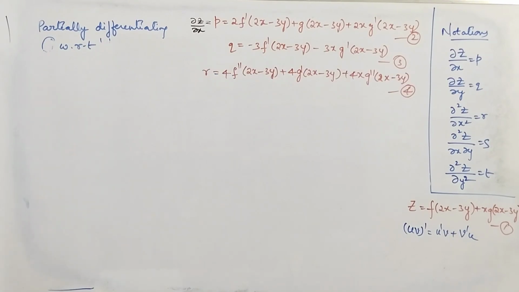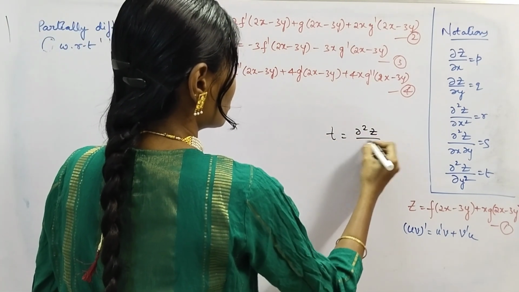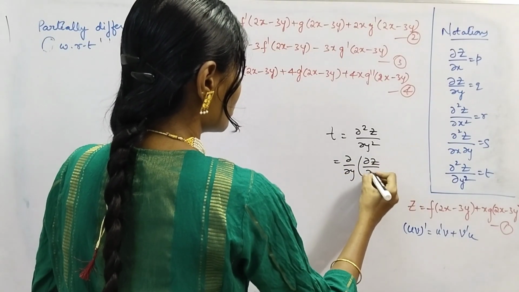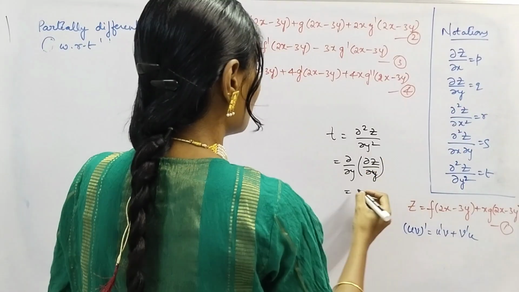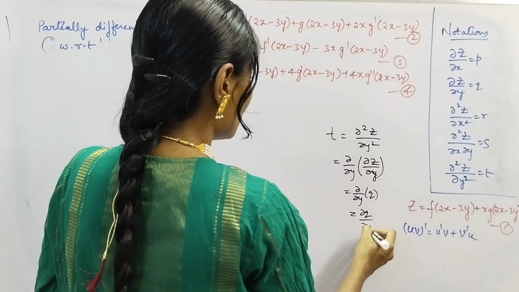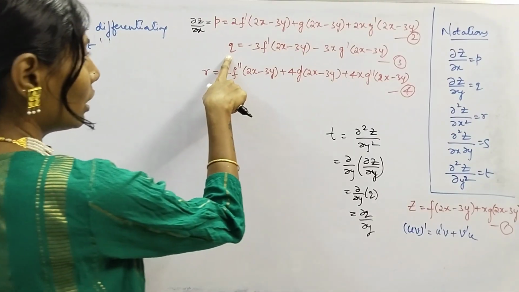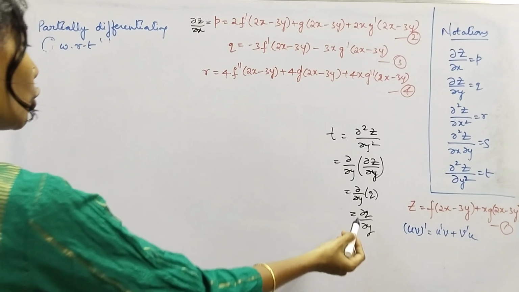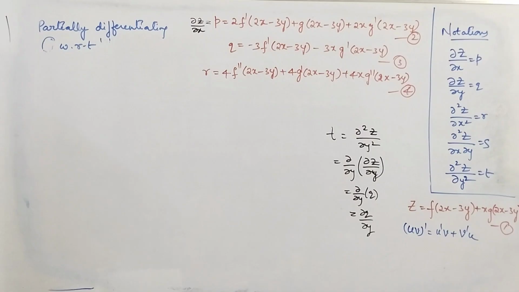Let's now find the equation involving t. We know that t is nothing but ∂²z/∂y², or we can write this as ∂/∂y of ∂z/∂y. Since we know that ∂z/∂y can be replaced by the notation q, we'll get ∂/∂y of q, which is ∂q/∂y, right? So by partially differentiating the equation involving q, we'll get the equation involving t. ∂q/∂y is nothing but t.